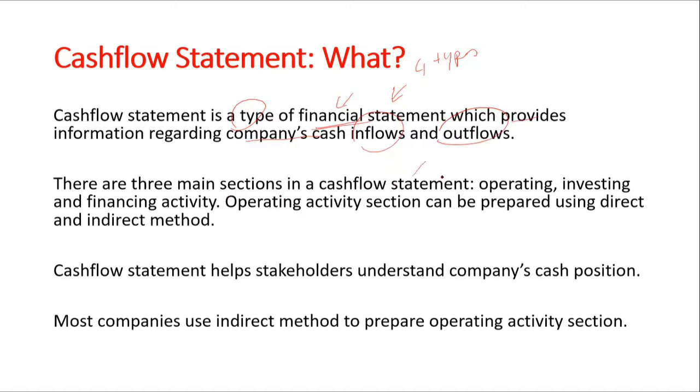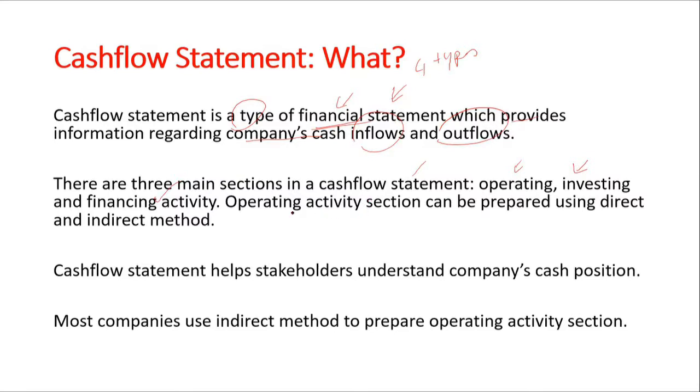There are three main sections in a cash flow statement. If you generally look at a cash flow statement, I have a simple example at the end of this slide, showing you a cash flow statement. It will mainly consist of three sections. The first one would be operating, the second would be investing, and the following would be the financing activities section.